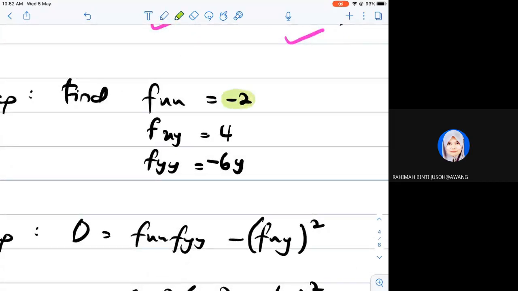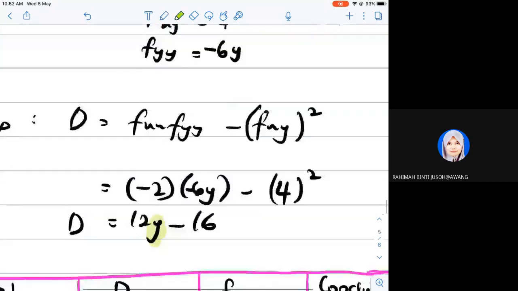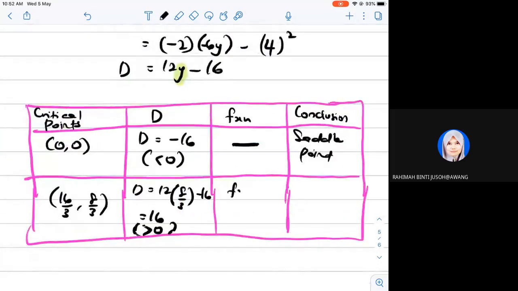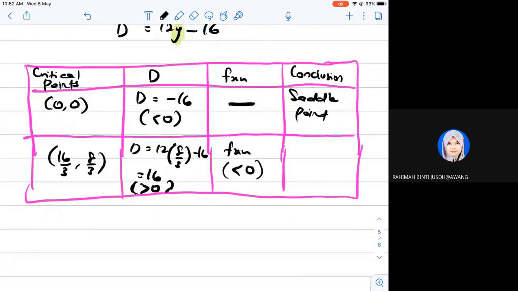Luckily, fxx dalam soalan ni senang. Dia memang dah negatif. Tak perlu kira dah. So fxx is less than 0. So what's the conclusion guys? Relative maximum or minimum? Maximum. Okay, maximum. Well done. Relative maximum. Okay, good. Very good. Understand guys the steps? Yes, doctor. Okay, good. Well done.